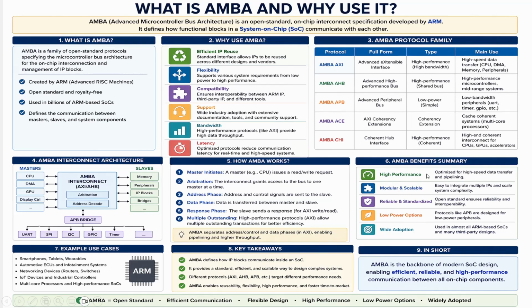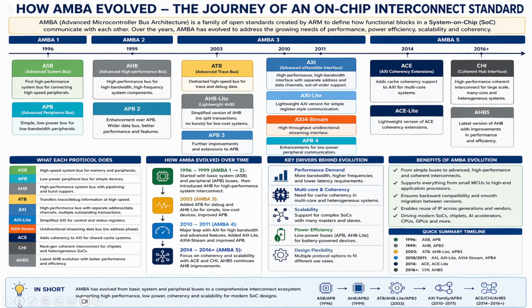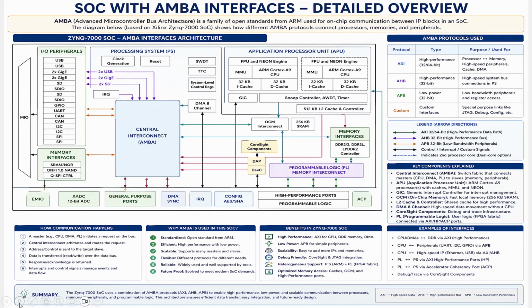These are the benefits: high performance, modular and scalable, reusable and standardized, low power options, wide adoption, and key benefits. We have already discussed this in the previous class, right? So this is the AMBA evolution: APB, APB 2, 3, 4, 5. How it evolved, and what features we added, will be addressed in that slide.